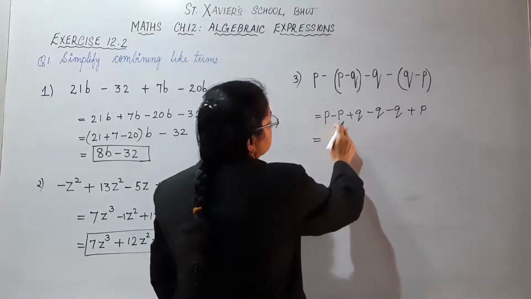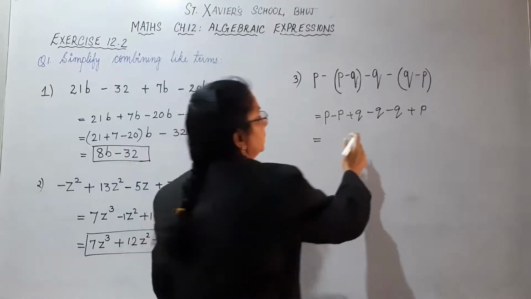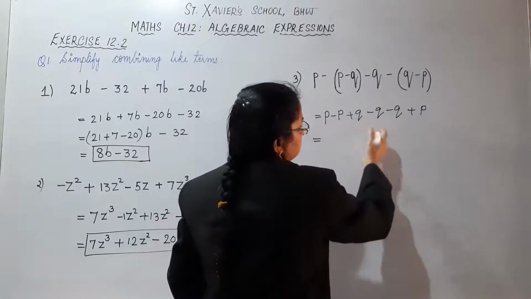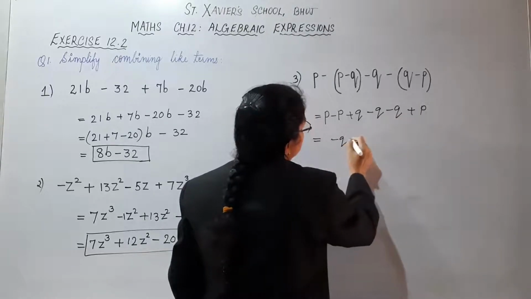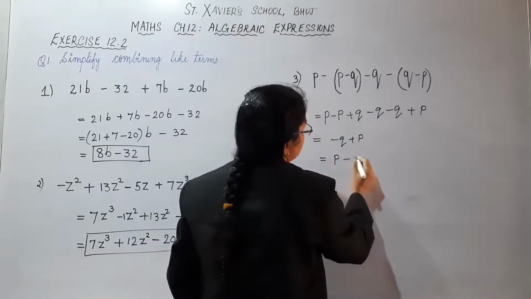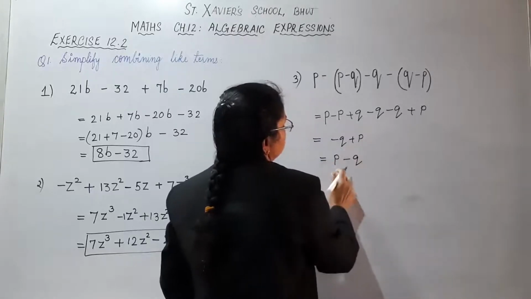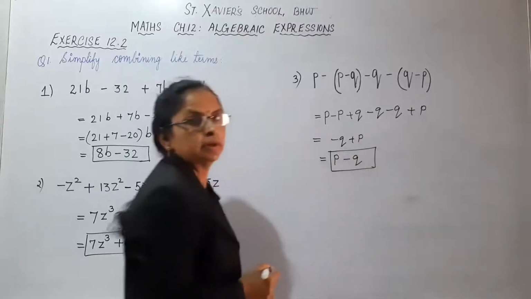P minus P is already 0. Right? 1 minus 1 is 0. Q minus Q is also 0. Then what remains is minus Q plus P. That we can write as P minus Q. Positive term we will take first. Clear?